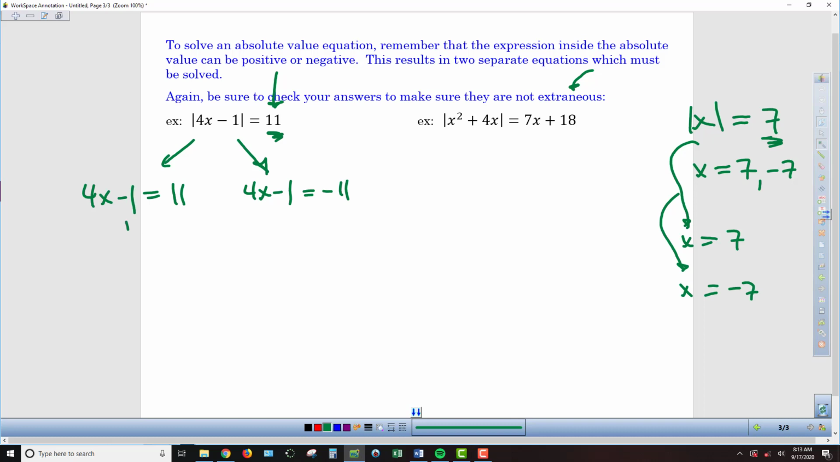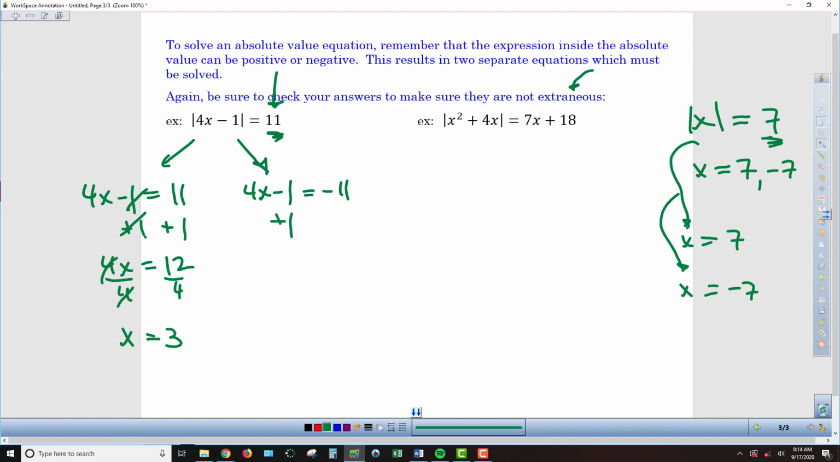So now we can just go ahead and solve these two-step equations. So I've got 4x equals 12. I'm going to divide both sides by 4, and so I get x equals 3 as one of my answers. And real quickly, I can go ahead and plug that in. 4 times 3 is 12. 12 minus 1 is 11. Absolute value of 11 is indeed 11.